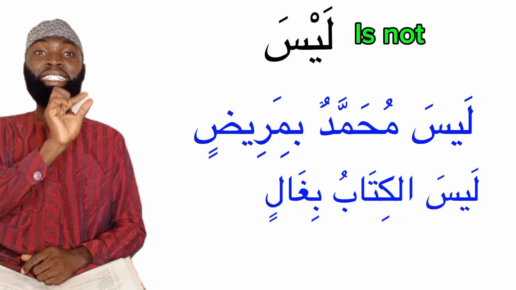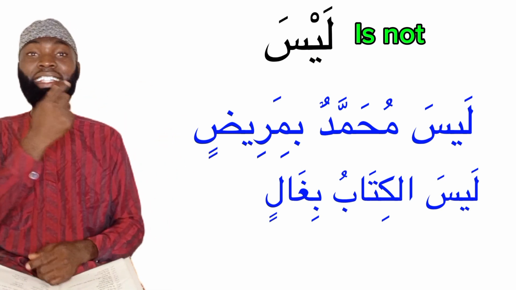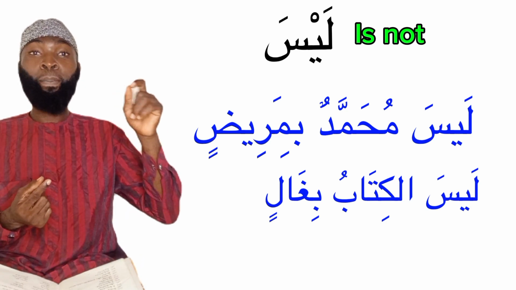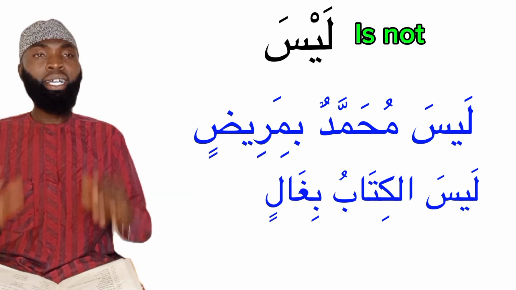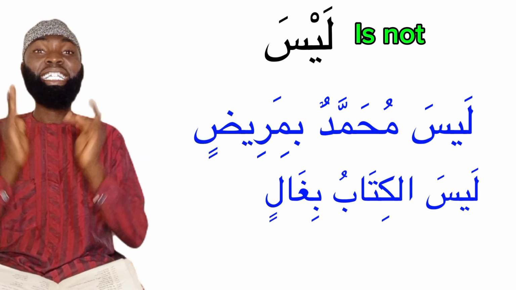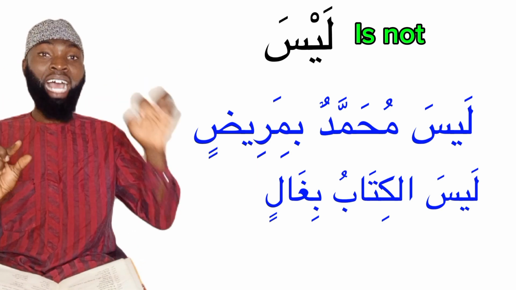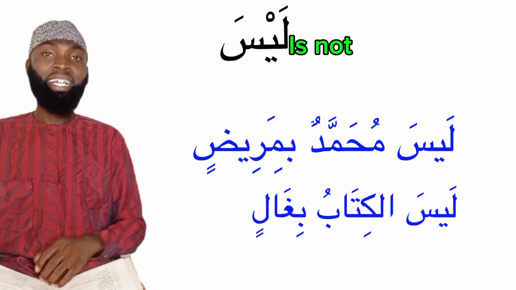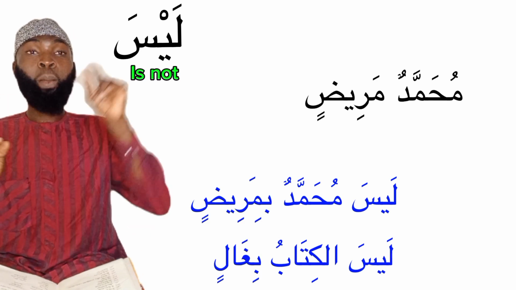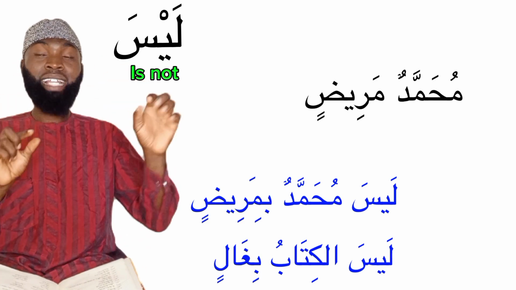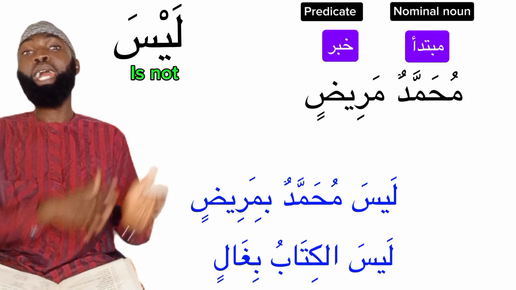Now let's observe these two sentences. The first one, laysa Muhammadun bimaridin. Muhammad is not sick. And the second, laysal kitabu bigalin. The book is not expensive. Now you see that the word laysa is usually introduced to a nominal sentence, meaning a sentence which has the mubtada, the nominal noun, and also the khabar, like Muhammadun maridun. Muhammad there is the mubtada and maridun is the khabar, the predicate, which is explaining the situation of Muhammad.